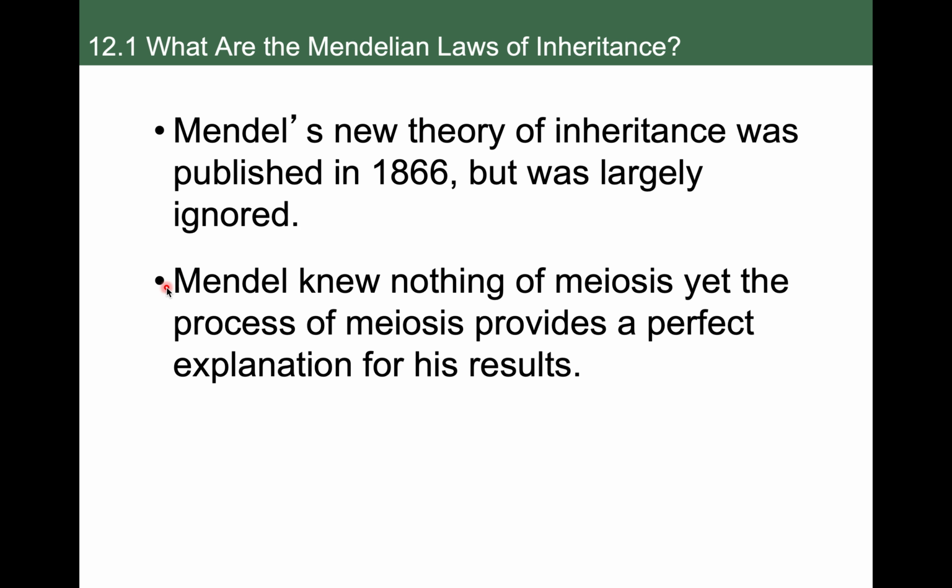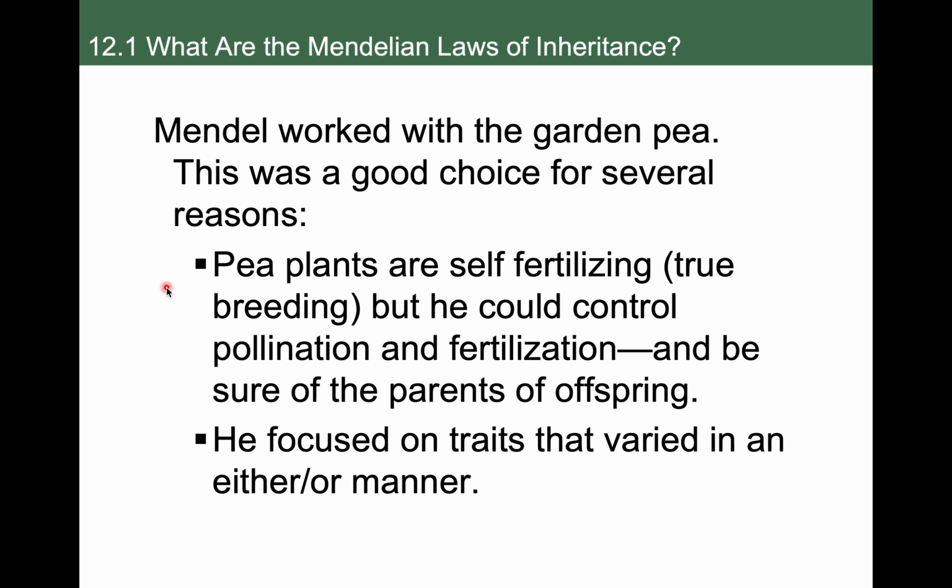But what he did, what he found, what he laid out, really meshes perfectly with what we now know about meiosis. We were just talking about that, the segregation of chromosomes and genes into sperm and eggs, and he knew nothing about that process, right? Meiosis hadn't been described yet. So it's really kind of fascinating to see how well what he discovered fits in with what we now know about how the actual biology works. And I'll try to tie those things together here in this lecture.